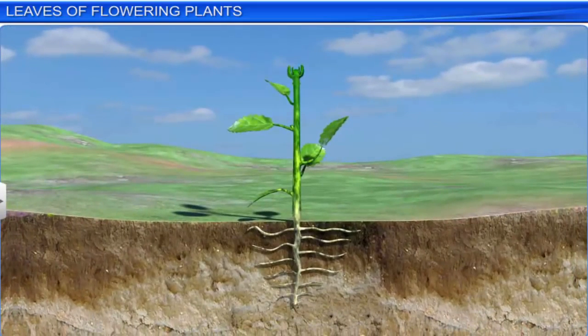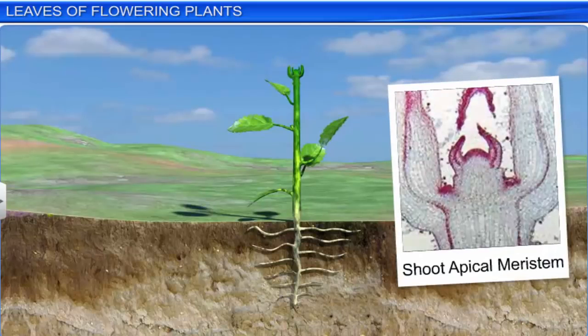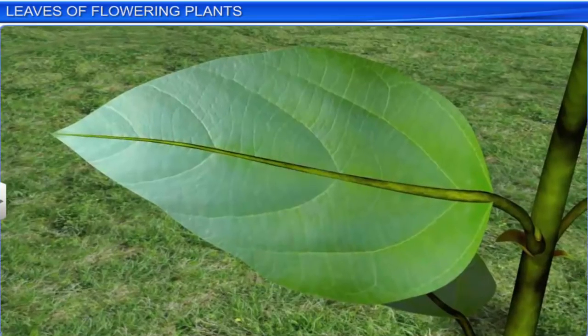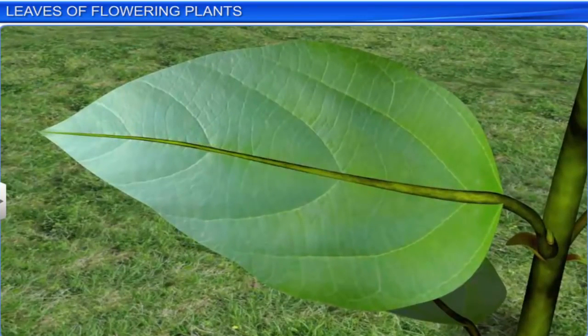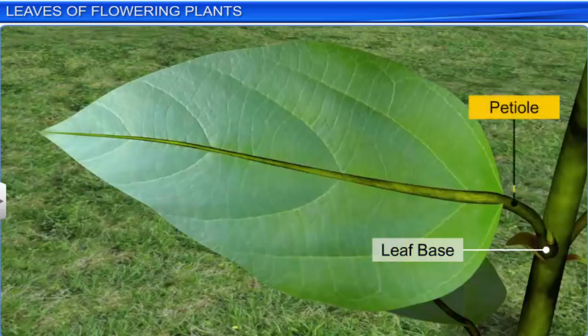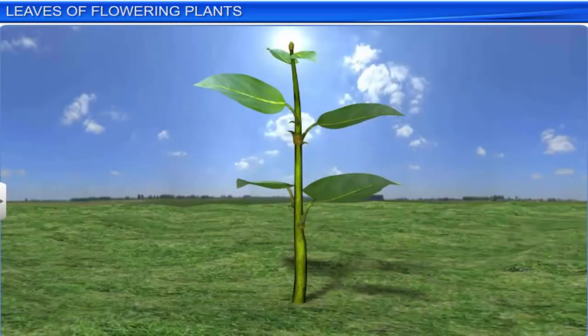Leaves originate from shoot apical meristems and bear buds in their axil. These axillary buds later grow into branches. The meristem found at the tip of a shoot is known as shoot apical meristem. A typical leaf has three main parts: leaf base, petiole, and lamina. The leaf is attached to the stem by the leaf base and may bear two lateral, small leaf-like structures called stipules.